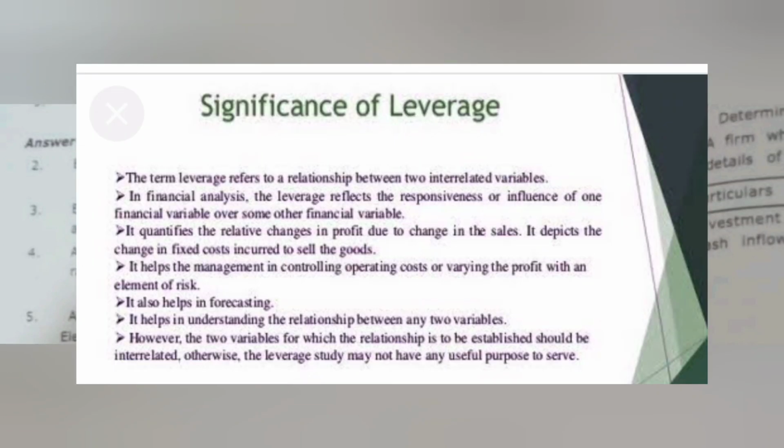Overall, leverage refers to the relationship between two interrelated variables. In financial analysis, leverage reflects the responsiveness or influence of one financial variable over the other. So it quantifies the relative changes in profit due to sales. It helps in forecasting, it helps in taking proper decisions, and we can understand the relationship between two variables. So these all are the significance of leverage, whether it is financial or operating. And this question is surely going to be asked for your 15 marks or 5 marks.